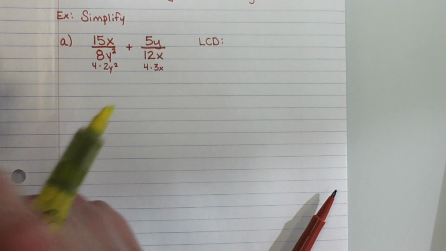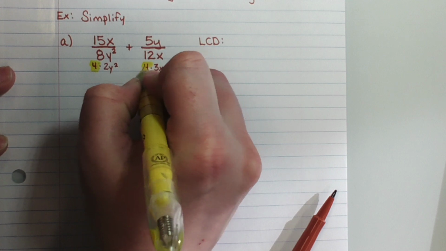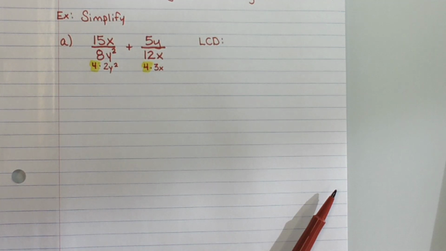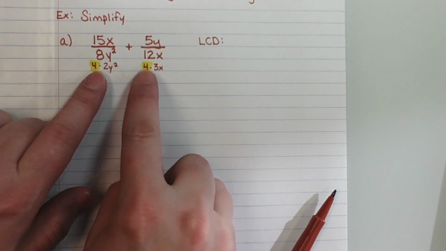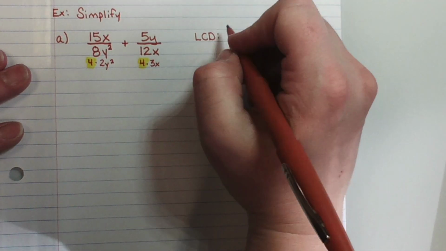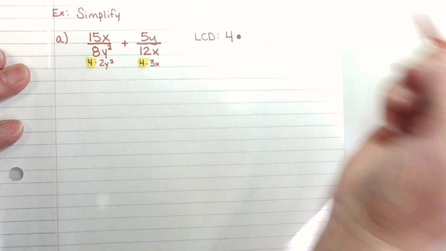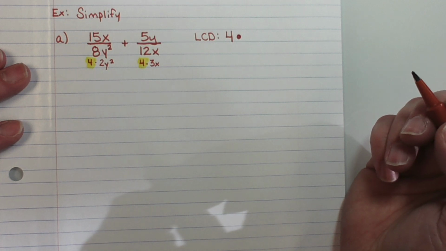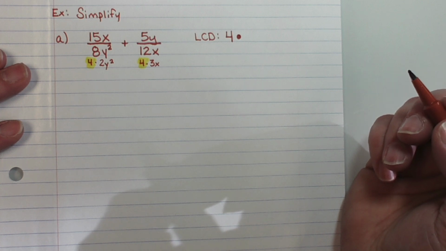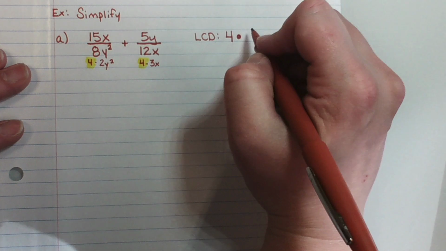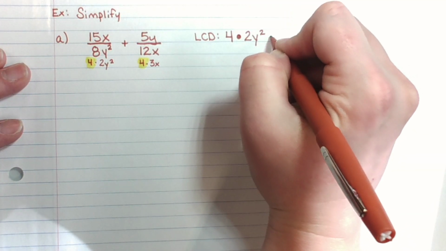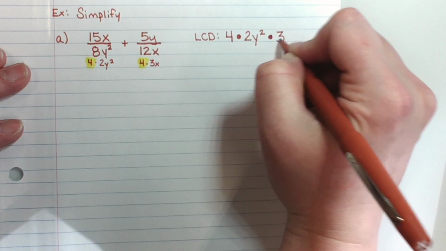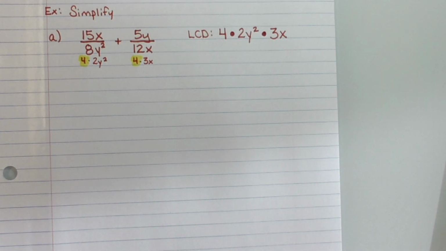One thing they have in common. And when I say one thing, I mean all of the one thing. I just don't need the double. 4. And it's times. What about the things they don't have in common? Do I take some of it? Do I take all of it? Do I take none of it? All of it. I need all of the 2y squared and all of the 3x, and all of it is getting multiplied together.